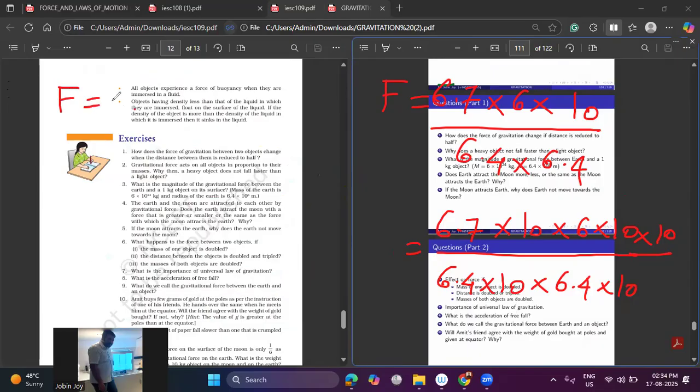So F is equal to 6.7 becomes 67 into 6 into 10 into 10, divided by, denominator will be 64 into 64.